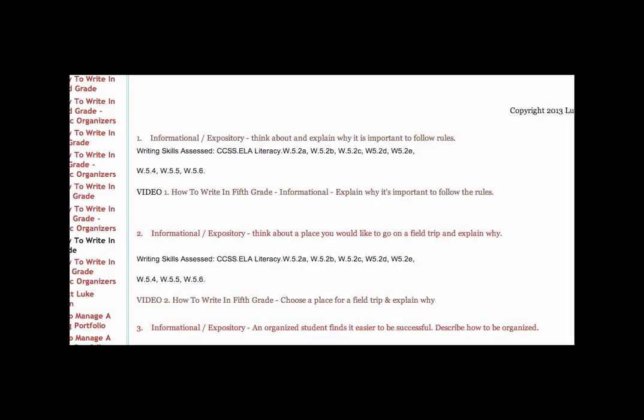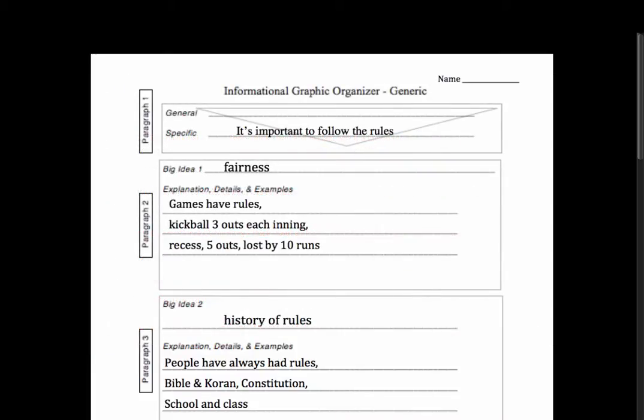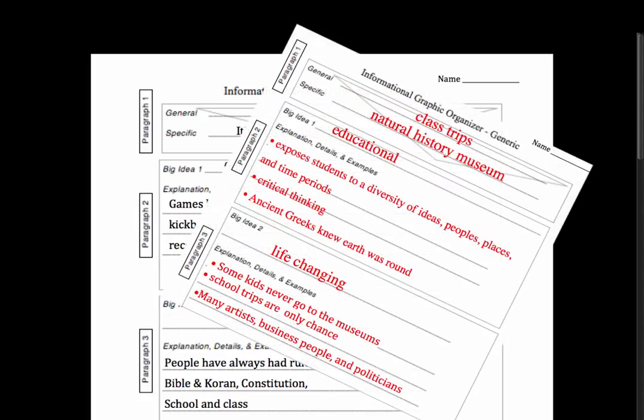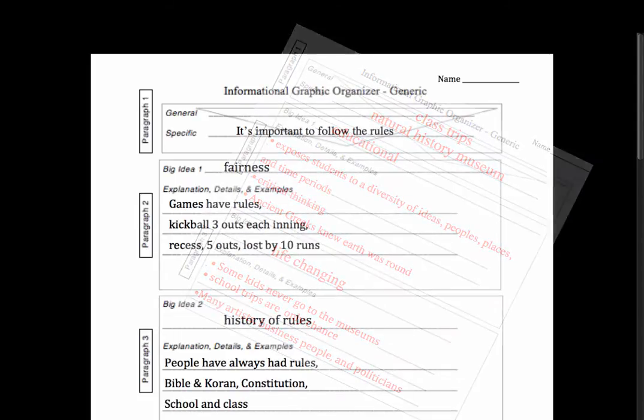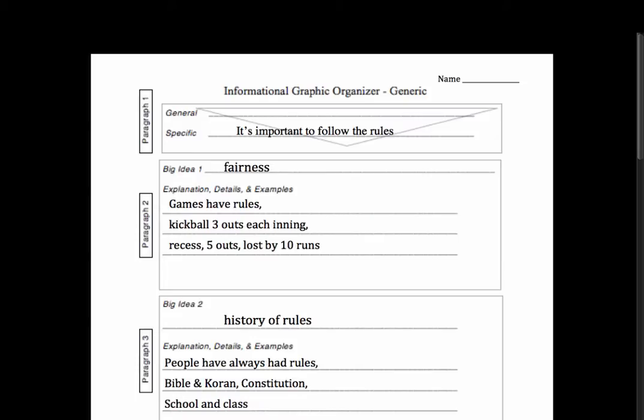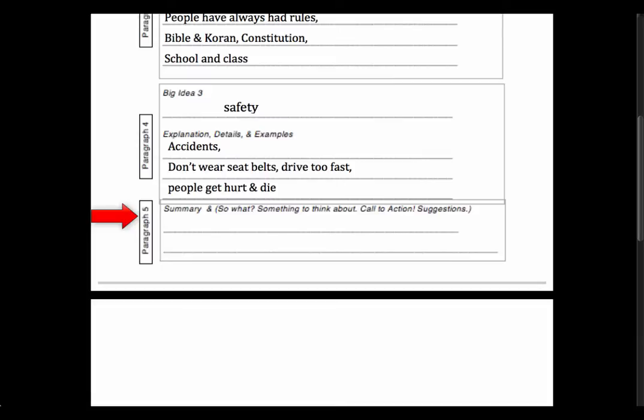Your first two assignments were informational essays explaining why it was important to follow rules and why you chose a place for a field trip. Here's the writing structure for informational writing. You begin with a specific topic. You generate 3 big idea paragraphs. You summarize everything at the end.